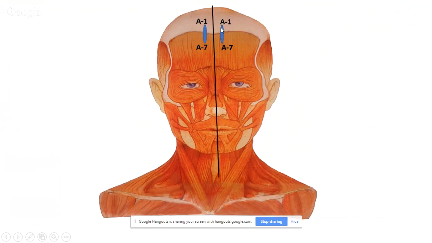So the region where you're going to be looking for sensitivity is around this area. You look for the most reactive point, the point that is most sensitive. This point should be needled. Again, you can needle it ipsilateral to the side where the pain is occurring. Okay, so that is it.